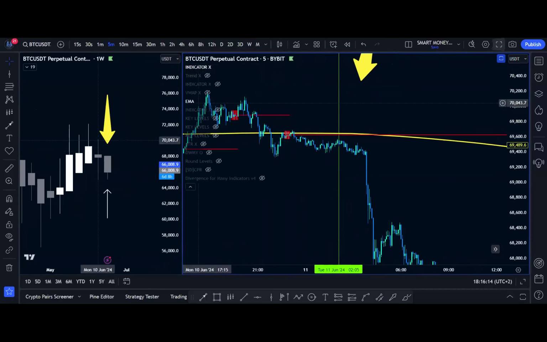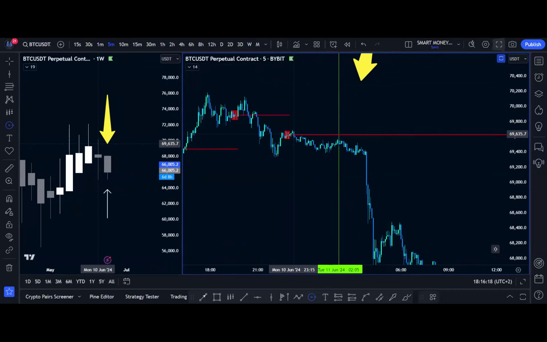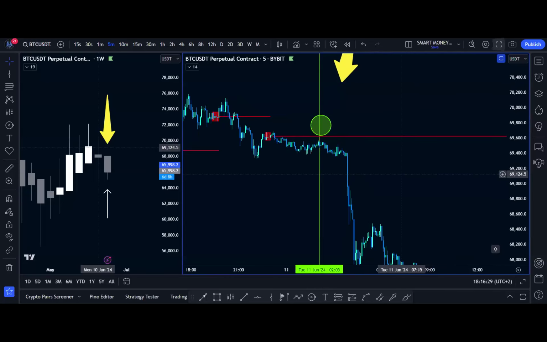I'm going to turn off the EMA just to show you here. Our best entry is always going to be above value, but this chart was so weak, it didn't even get back above value. It just kind of dropped. But that's a good enough place to take an entry, just below the value line. And you would have put your stop loss just above the highest point.